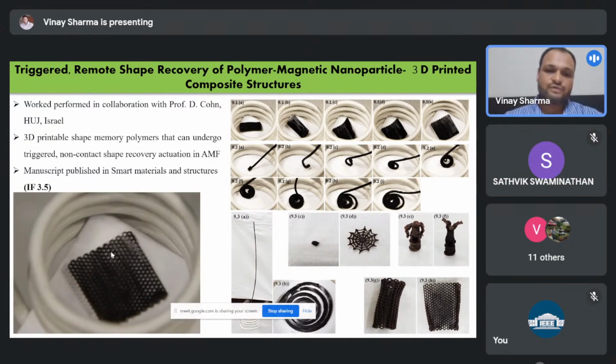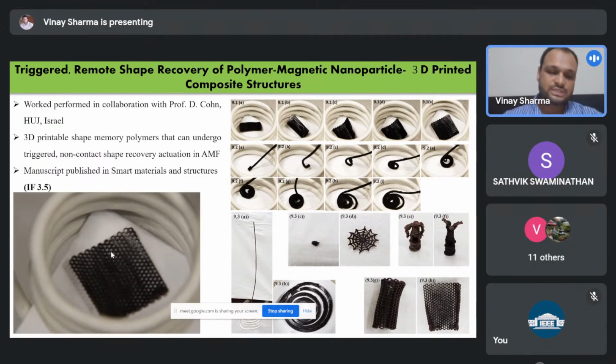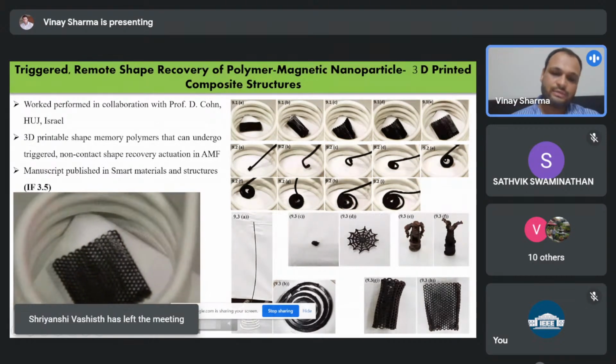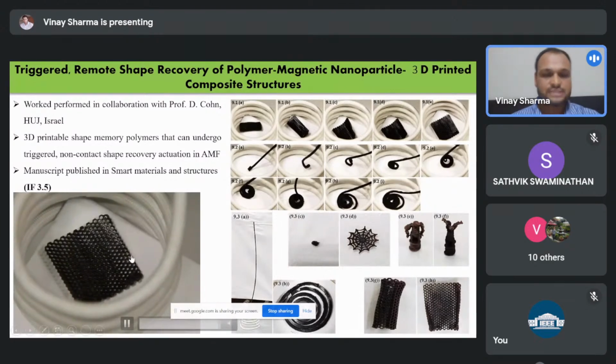Actually, this coil is found inside your induction cooker. You might have used induction cookers, right? On those induction cookers, there is this coil at the bottom. So this coil can be used, or magnetic nanoparticles can be used, and they will show some actuation.